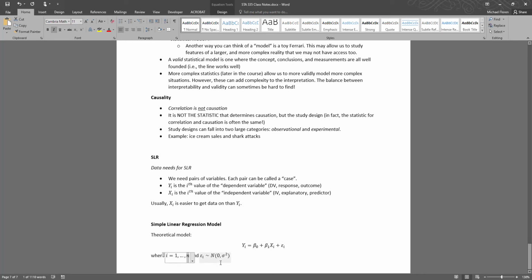This is our sample size, or the number of cases in our study. And the error is distributed normally with a mean of 0 and a variance of sigma squared.